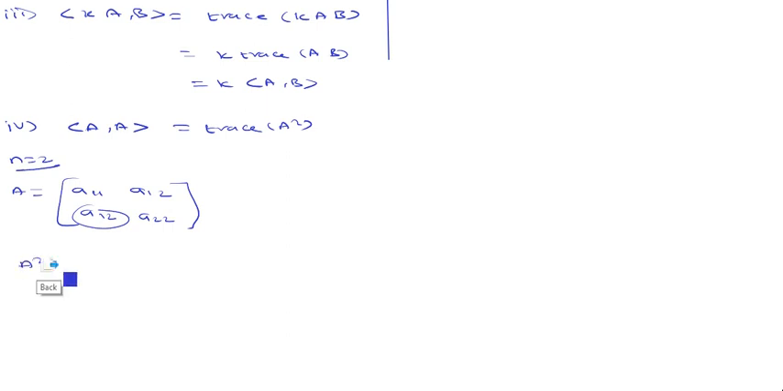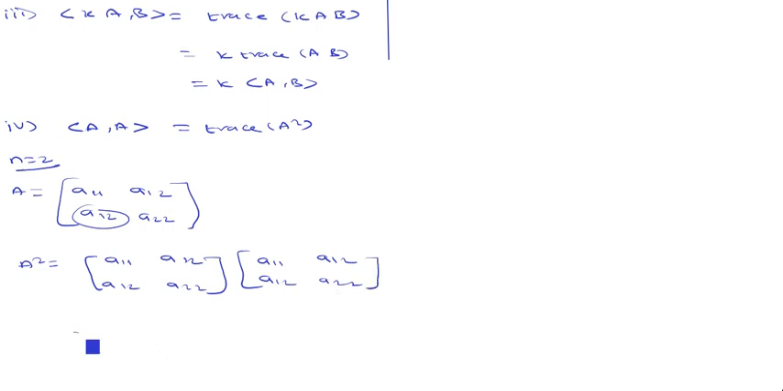So what is A squared? Now we will calculate just the diagonal entries. A squared is [A11, A12; A12, A22] times [A11, A12; A12, A22]. We are going to calculate the trace of this A squared, so it is enough to find the diagonal entries: A11 squared plus A12 squared, and this other entry will be A12 squared plus A22 squared.